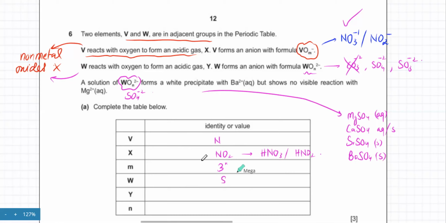So W is sulfur, and what's Y? That's an acidic oxide that's formed when W burns. So that must be sulfur dioxide. And the last one is what they're asking for.